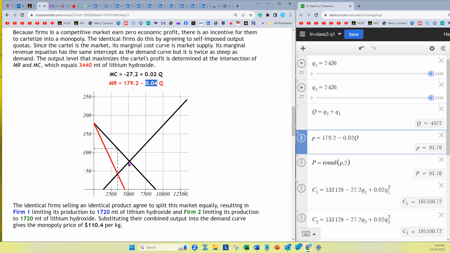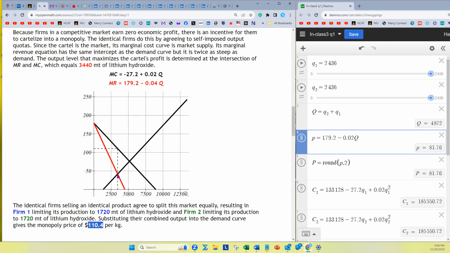So in a competitive equilibrium, the two firms supply just over 5,000. But acting as a cartel, acting like a monopoly, the cartel restricts output to drive prices up the demand curve. And the monopoly price is $110.40 in my model. So they're pushing the price up the demand curve by creating an artificial scarcity.